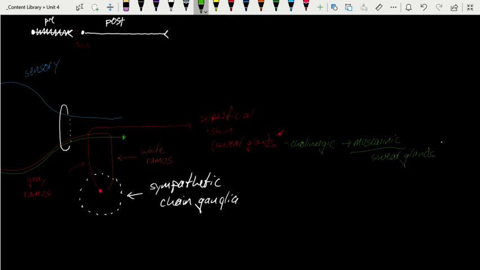It's a bit of a rule breaker simply because the muscarinics are all parasympathetic, except for right here on the sweat glands. It's sympathetic innervation, but muscarinic receptors.